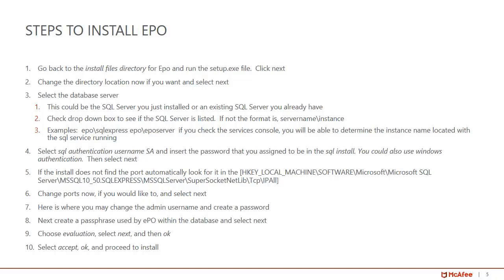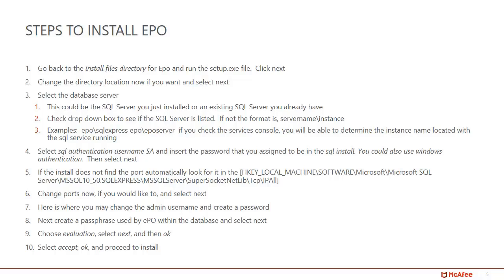There are circumstances where at times we may not see the port number or may not be able to determine the port number for the SQL Server. If that's the case, then what you'll need to do is go to this reg key and find the port number that's listed. That port number you would then enter into our installation page, and it should connect at that point. After that, you'll put in a password for the admin.